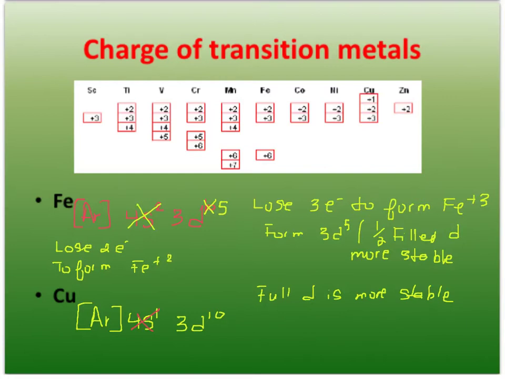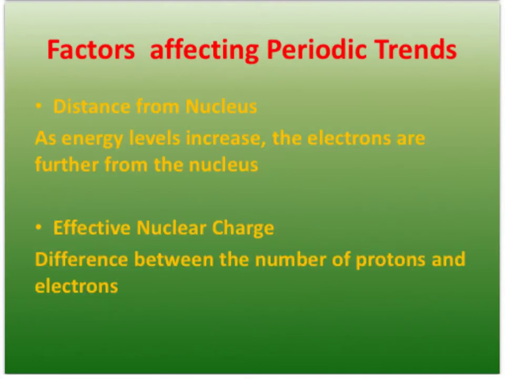Or if it forms the +2, what would happen in the +2? It would be 4s2 3d9. These 2 electrons would be lost to give us copper +2, and this one would give us copper +1. So now let us get into the factors affecting periodic trends.